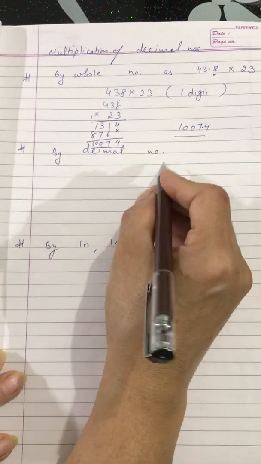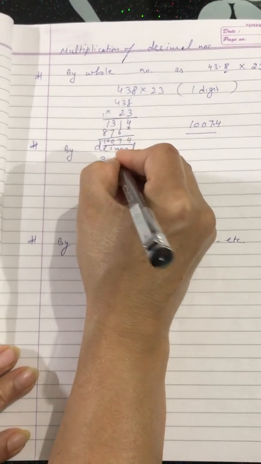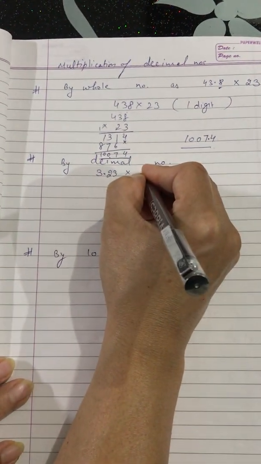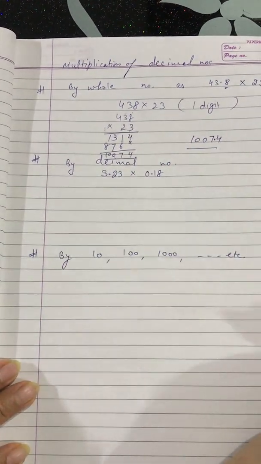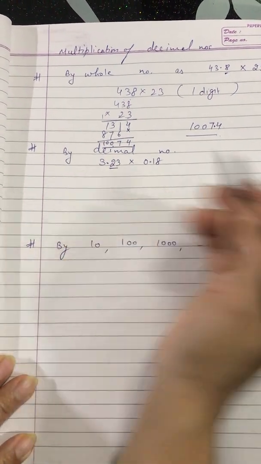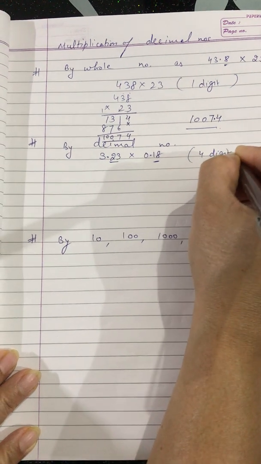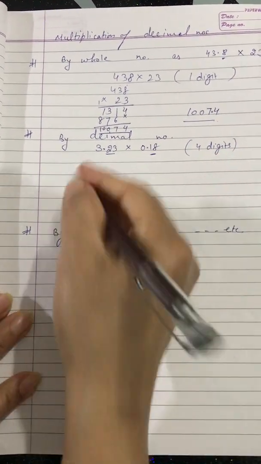Now multiplication of a decimal number by a decimal number, as 3.23 multiply 0.18. First of all, count the number of digits after the decimal. 2 digits here, 2 digits here. That means total 4 digits are there. Write them in the bracket for your safety.